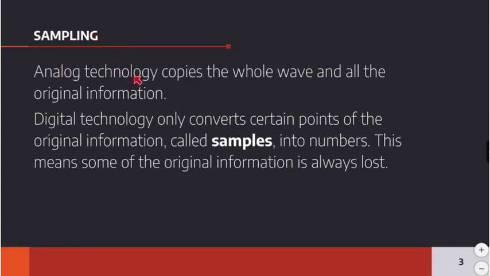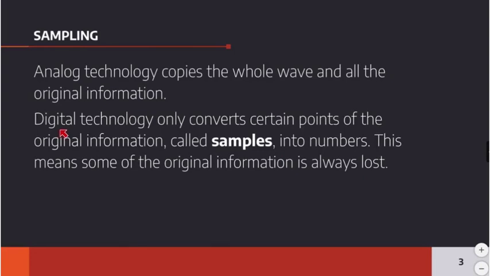Analog technology, remember, analog things try to make an exact copy of the original information in a new medium. They copy the whole wave. They copy all the information that's involved. This gives a little bit of an advantage to analog. Digital technology, on the other hand, only converts certain points of the original information, we call them samples, into numbers. Remember, with images, we have pixels. It doesn't find the color of everything in the image. It just takes the information at certain points, certain samples, and converts those into numbers. This means there's always some original information lost anytime you ever have a digital signal.